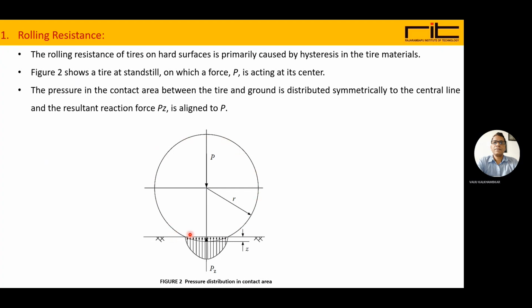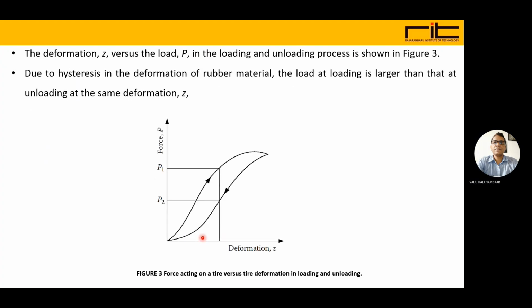So this shows this much deformation or contact surface. Now if we see this hysteresis in the rubber material or tire, it is shown with the force acting on this axis and deformation Z on this x-axis. Due to hysteresis in the deformation of rubber material, the load during loading is larger than that during unloading at the same deformation Z.